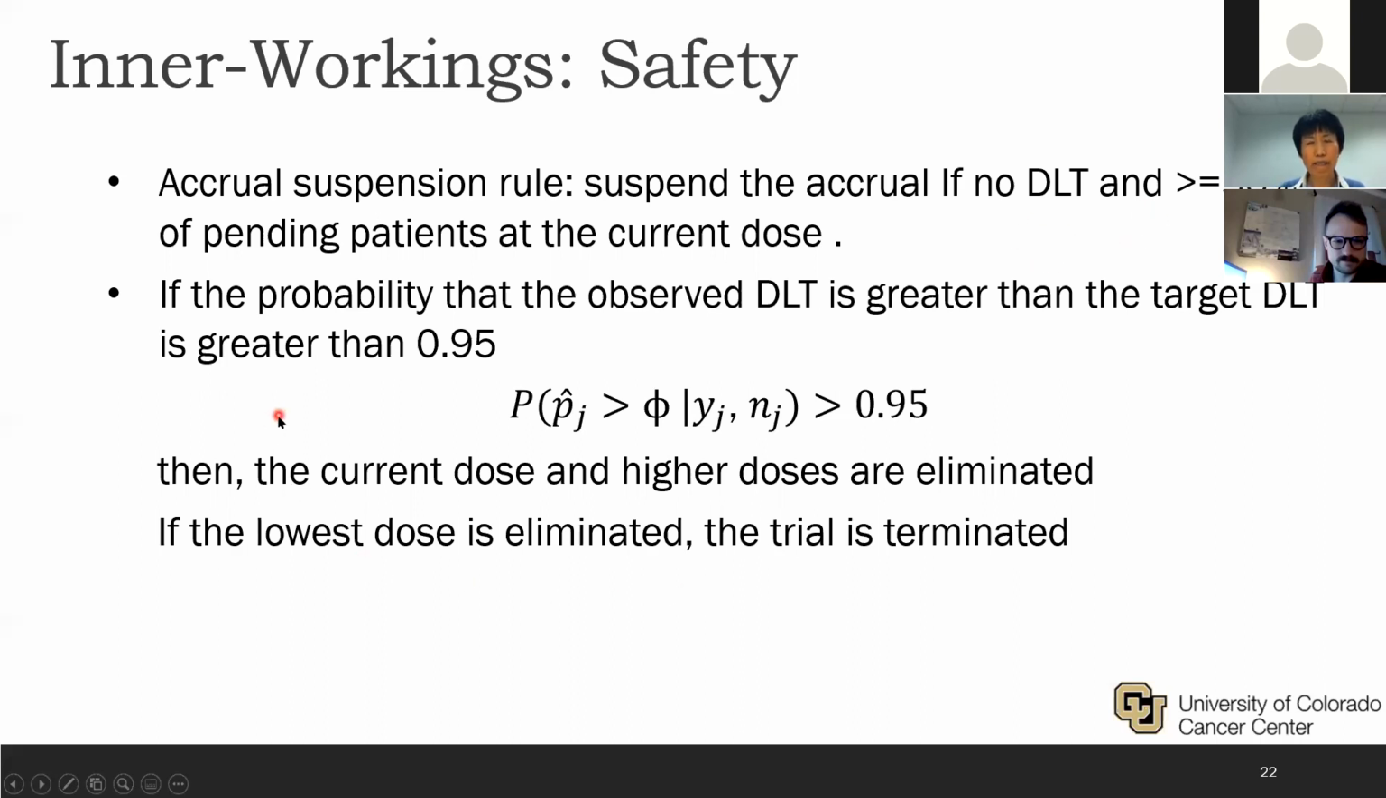The second safety rule we impose is that if the probability that the observed DLT rate is greater than the target DLT rate is greater than 0.95, then the current dose and the higher doses will be eliminated. If this dose happens to be the lowest dose, then the trial is terminated. That makes sense, right? If the first dose is really toxic, we should immediately stop the trial.